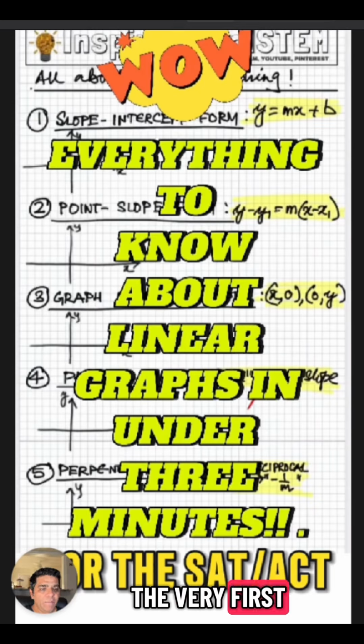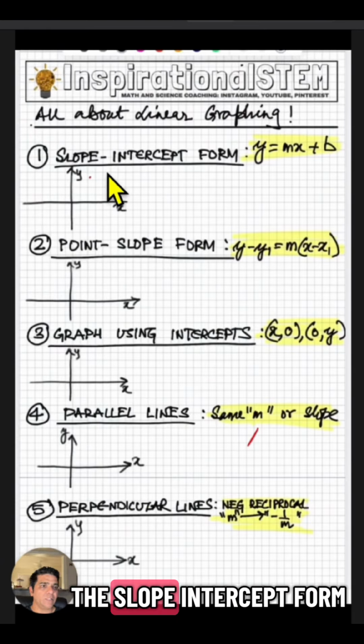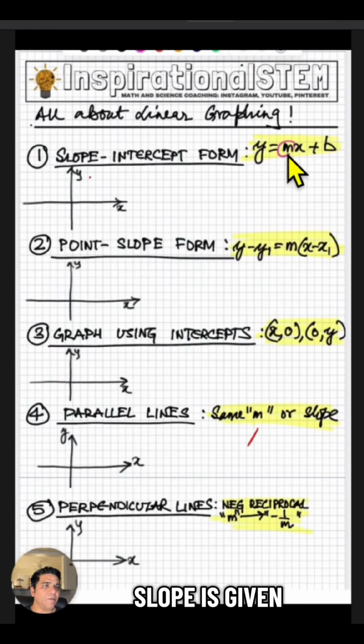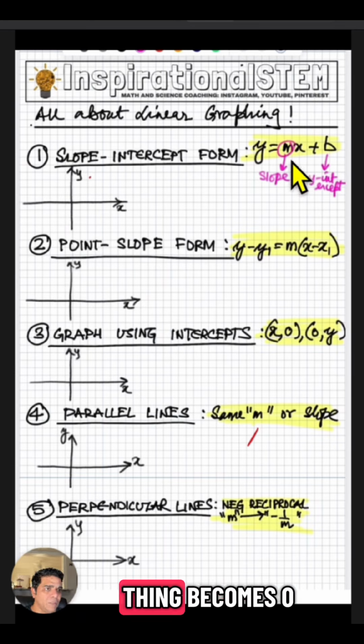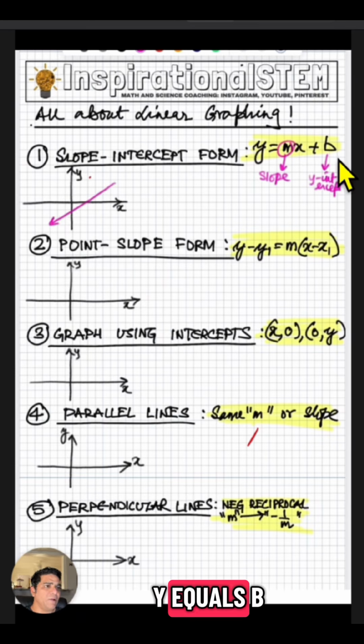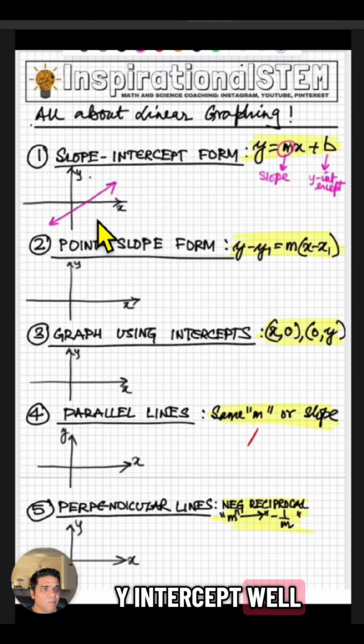Okay, so the very first thing that we're going to talk about is what's called the slope-intercept form. Slope is given by m and y-intercept is the b. So y equals mx plus b. If you substitute x as 0, then this whole thing becomes 0. Then y equals b is the y-intercept. What is the y-intercept? Well, let's see.